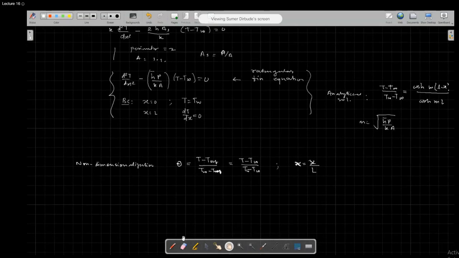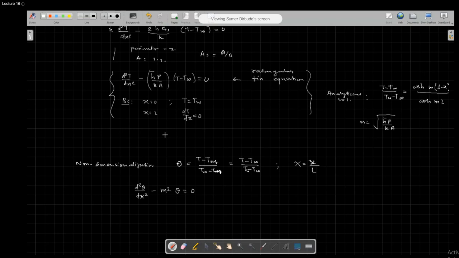So some experience and some sort of analysis is needed in order to get these values. Once you substitute this, you find that this equation turns out to be d2 theta by dX2 minus m square theta equals 0, where m is already defined as h bar p.